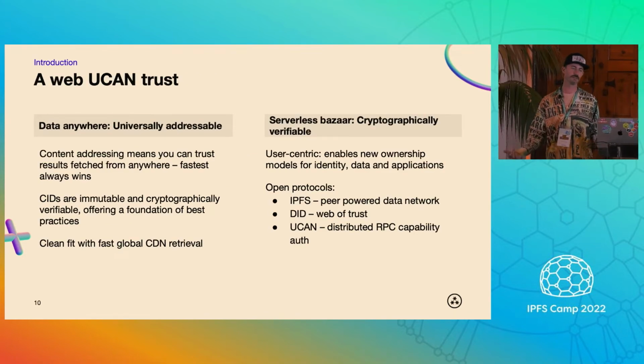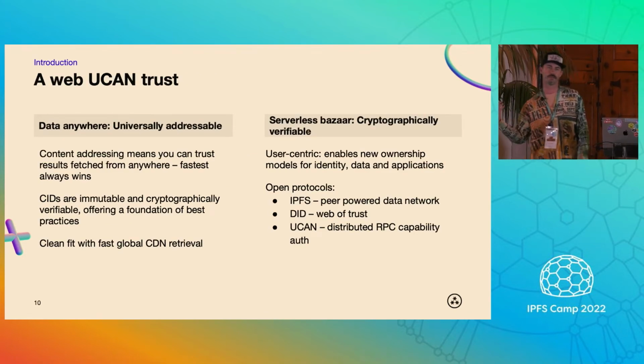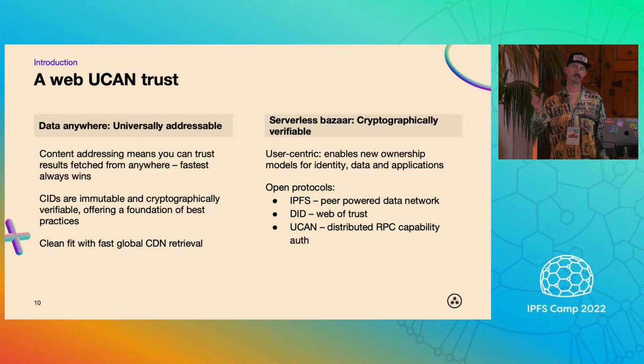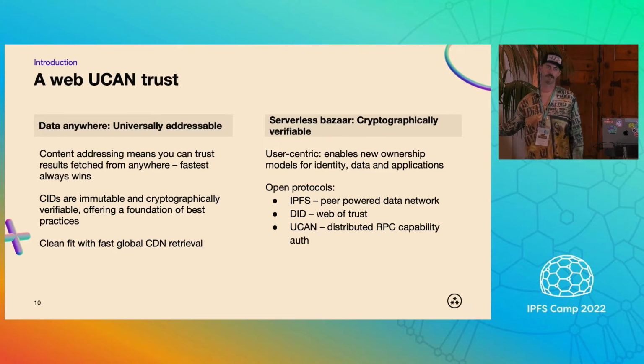So again, what does this mean? It means you can have data anywhere. It's universally addressable. You can get that data by CID from us. You can get it from anyone else in the IPFS network. And because those CIDs are immutable, they're super fast to cache. Like I mentioned, we're in the global CDN, so data you upload to us is going to be as fast as data you put anywhere.